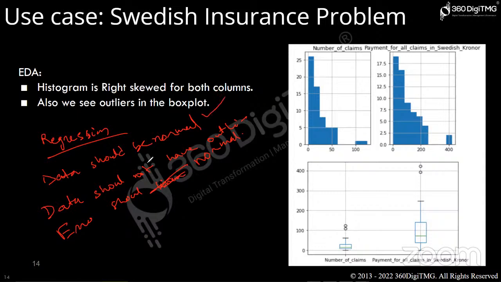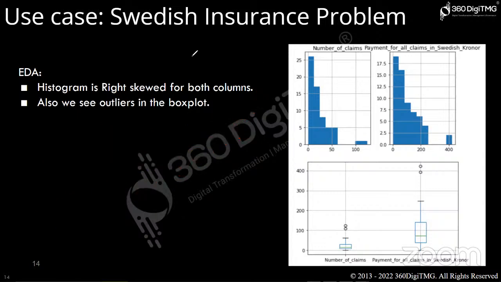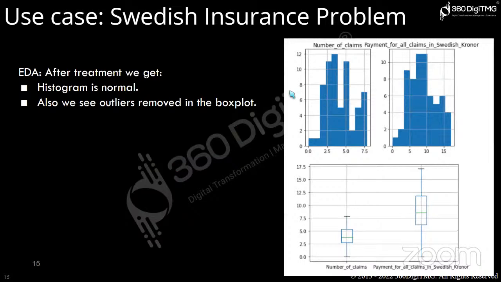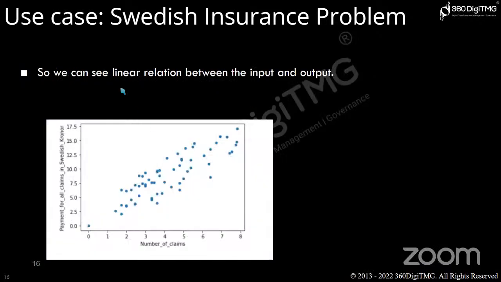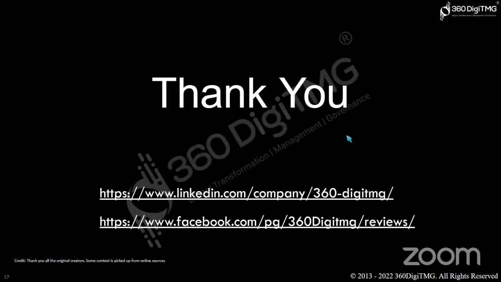This is not true in our case. This is also not true. So we will do some pre-processing steps. After pre-processing, we are getting the histogram to be nearly normal, and we have also removed the noisy data. After seeing that, we are getting a linear relationship between the output and input data. So let us see the code for this.